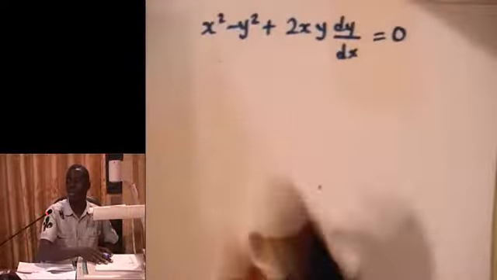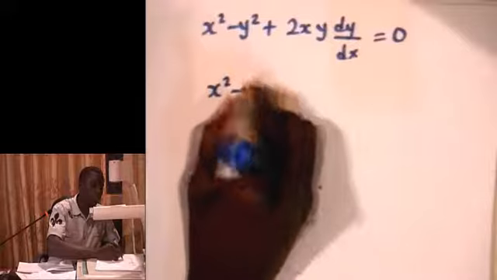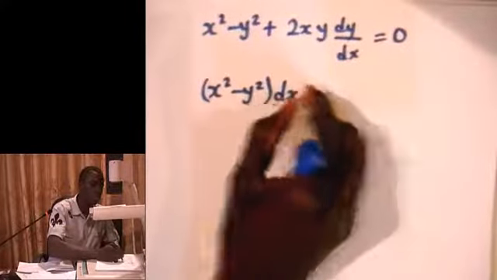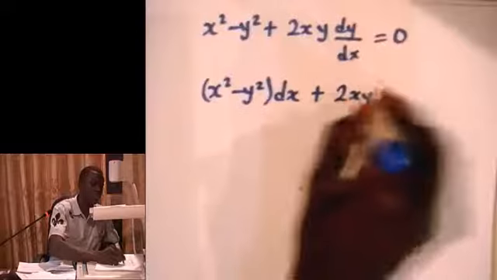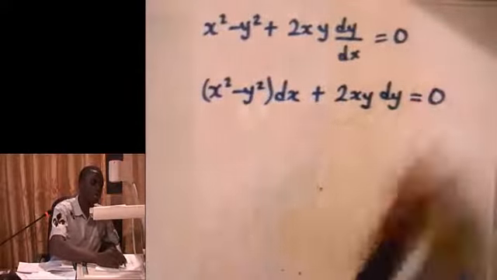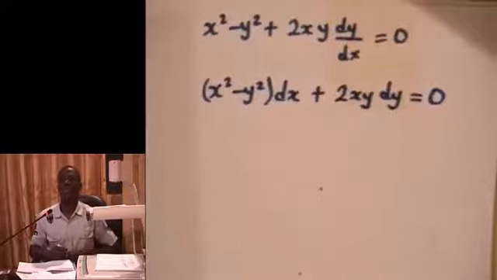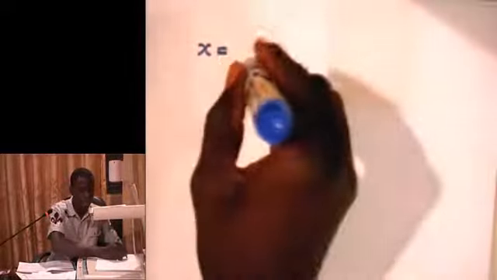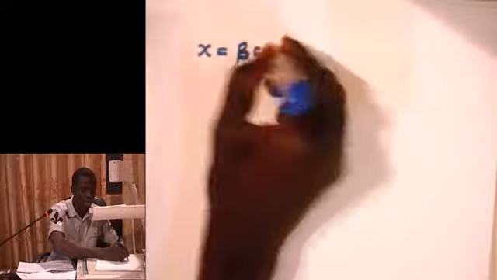Multiply through by dx. What do we have? (x squared minus y squared) dx plus 2xy dy equals 0. We have obtained the differential equation by eliminating the constant, and this is of the first order. Not too far from here, we're going to find out how to solve this kind of differential equation and obtain the general solution.